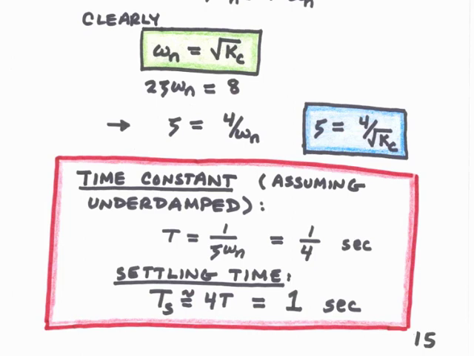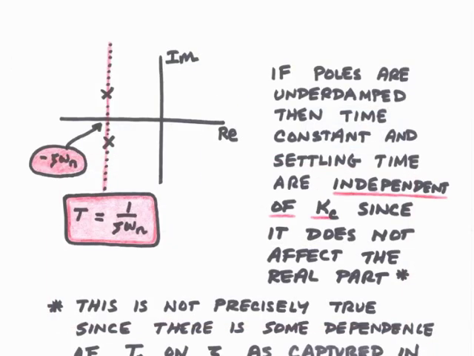I want you to note that the time constant here is independent of the value of kc. This is because the real part of the poles does not change as kc is changed, provided that the poles are complex. So if the poles are underdamped, the time constant will not change as kc changes. And under the rule that the settling time is 4 times the time constant, the settling time will also not change with kc. That's because kc does not affect the real part of the poles.